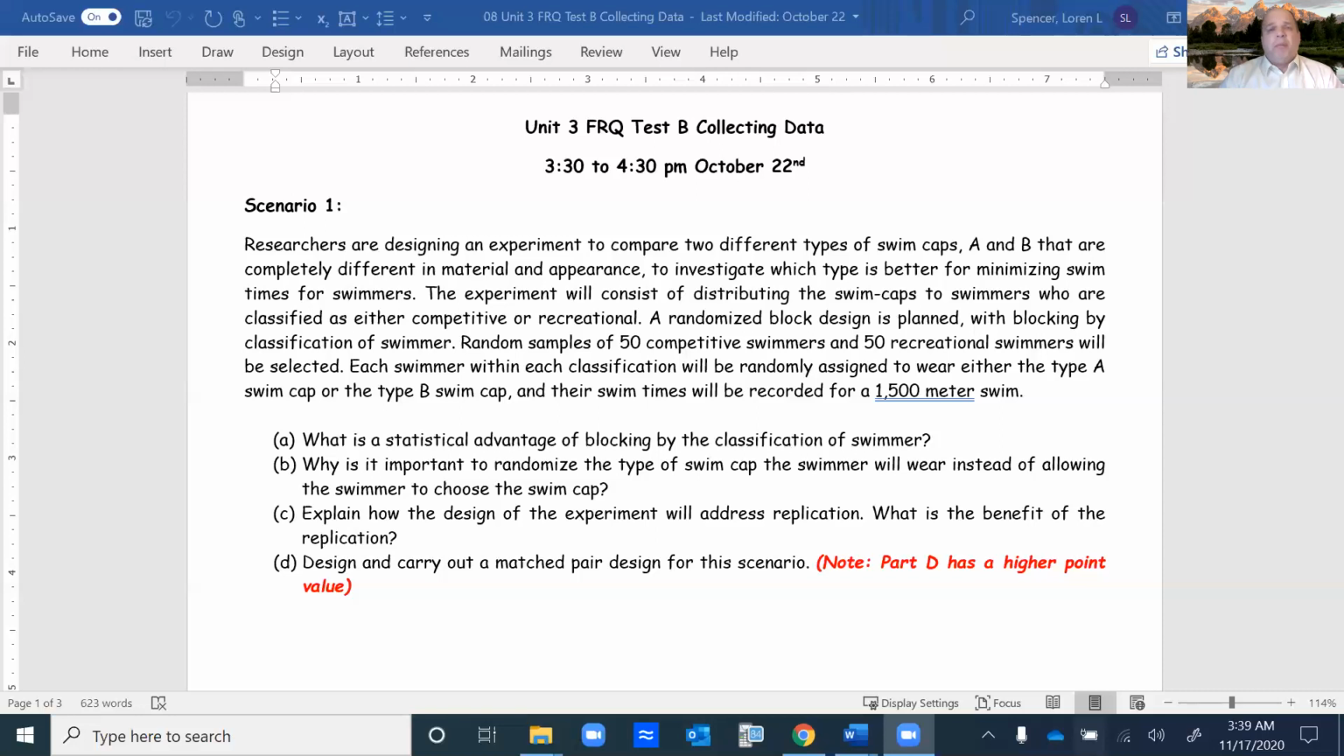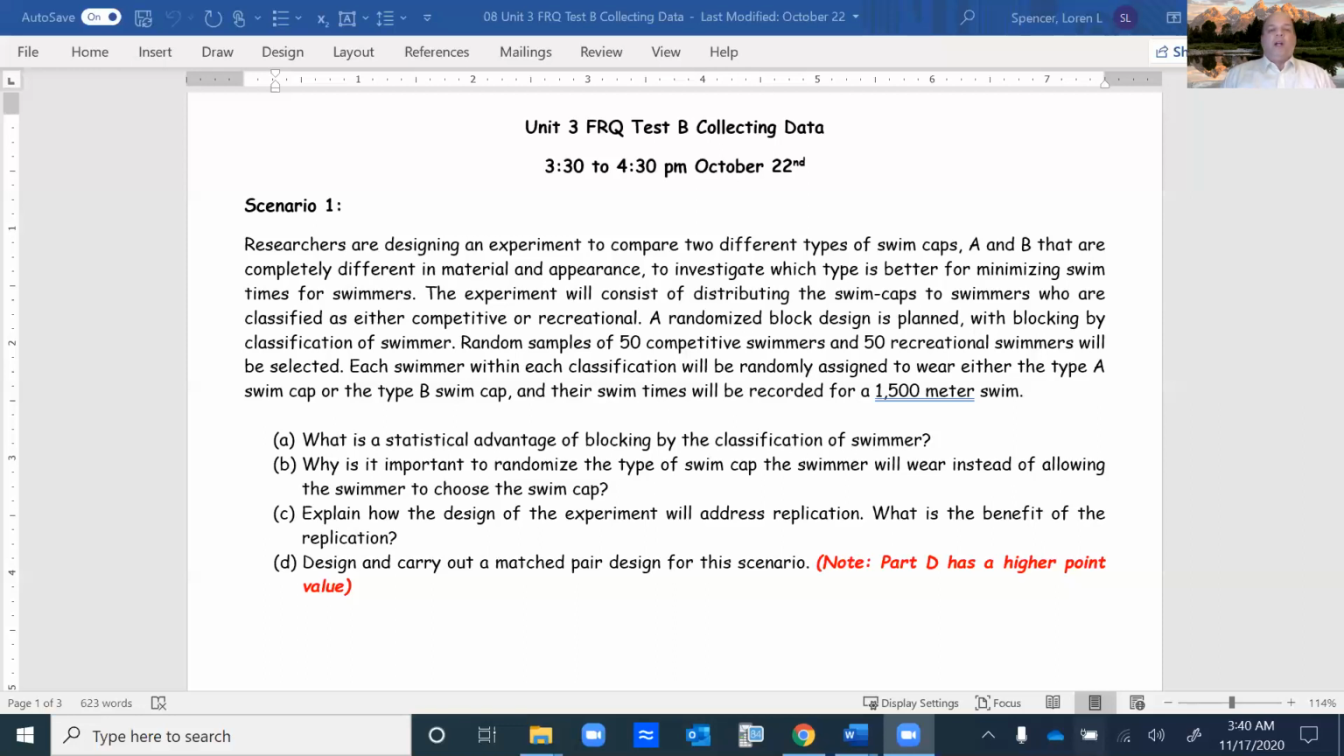We want to know if this cap is good for both recreational and for competitive swimmers, so we need to make sure that we have both groups being tested with the cap. So once again, we're blocking and saying that way we make sure that the competitive swimmers get cap A and they get cap B, and the recreational will have those. So this is why we are using blocking, because we believe that the swimmers have different characteristics that might impact the way they react to a swim cap.